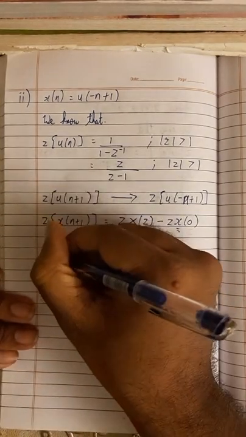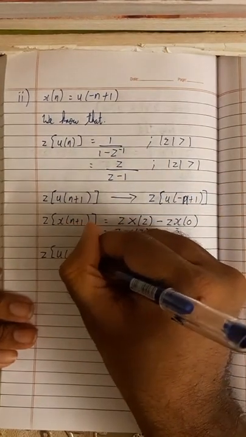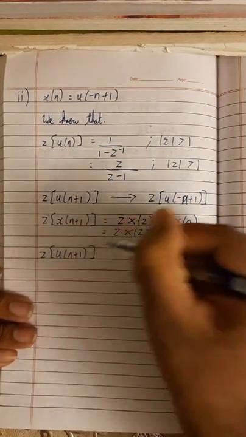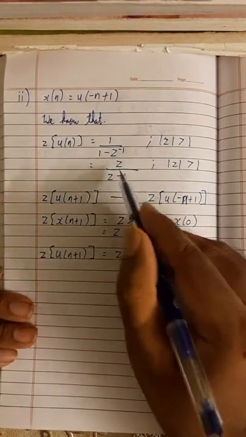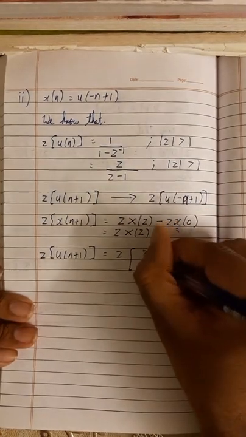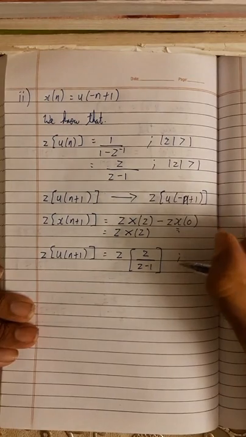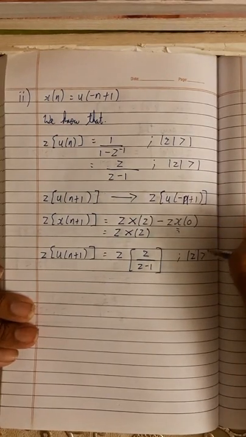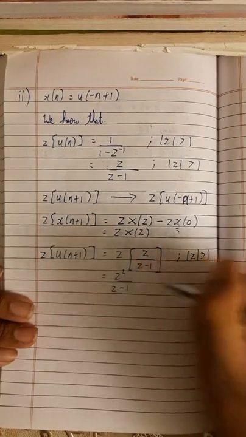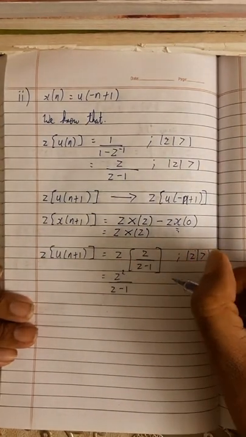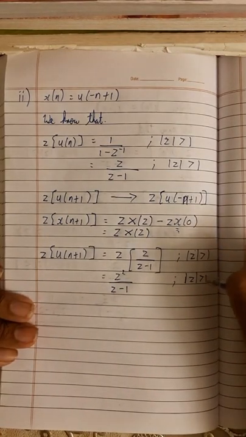So in other words, the Z transform of u of n plus 1 is nothing but Z into, what is the X of Z over here, Z by Z minus 1. So Z by Z minus 1, and your ROC remains the same, no doubt. In other words, this is nothing but Z square by Z minus 1, and the ROC is mod Z greater than 1.